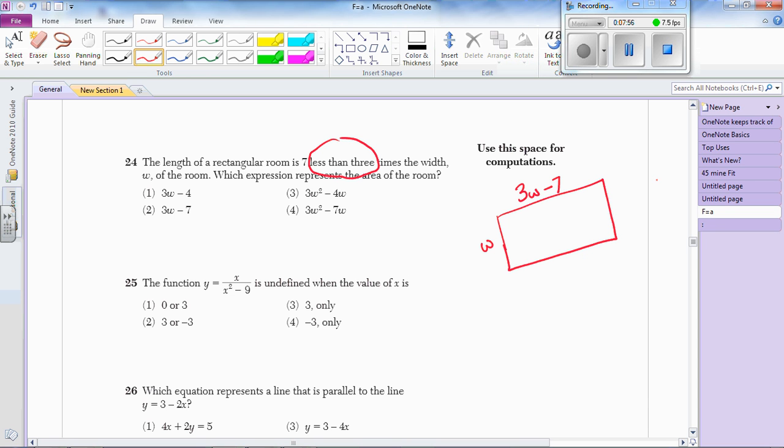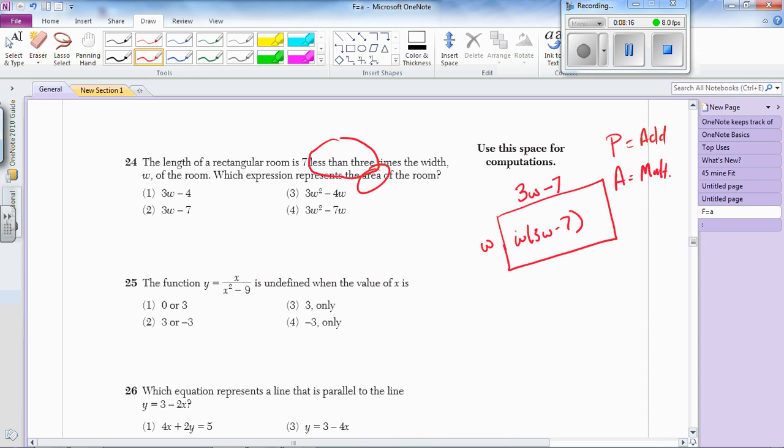Now I got to decide, are they going to ask perimeter, where I add, or area, where I multiply? Represents the area of the room. They're always going to ask area. Very seldom they ask perimeter. So we're going to multiply. So it's w times 3w minus 7.